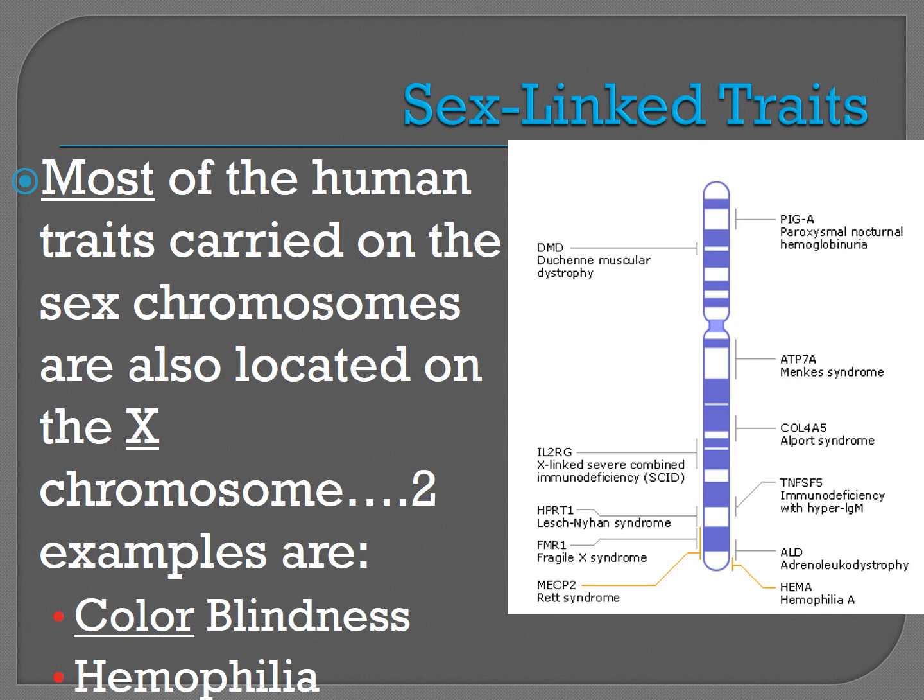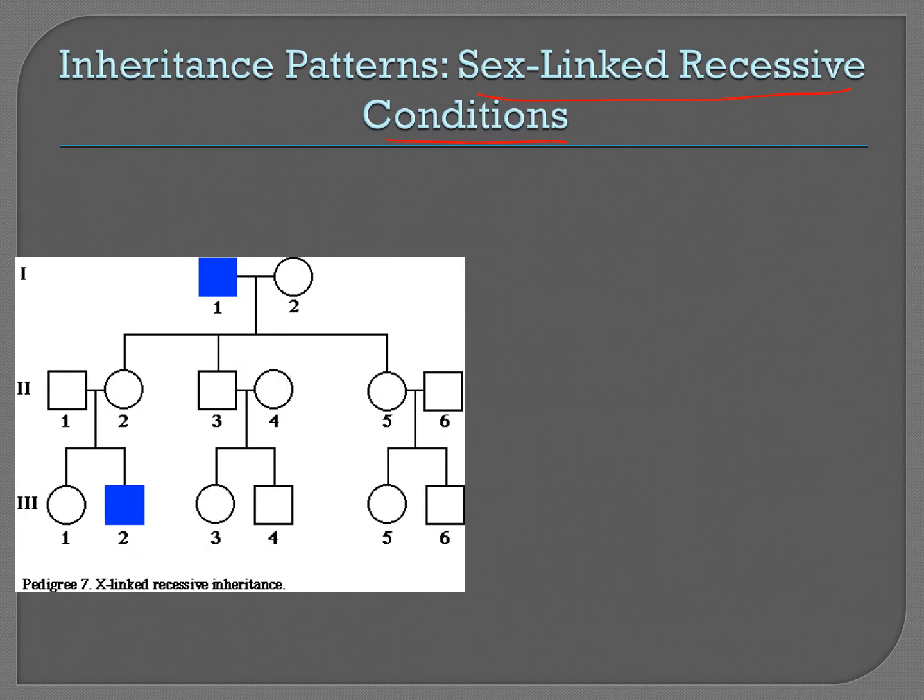But let's talk about humans now. Enough about flies. Most human traits are carried on sex chromosomes and also located on the X chromosome. Okay, the X chromosome comes from who? The females. This is where the males hate us, because we are able to pass down these diseases, but we don't actually have it. So let's talk about sex-linked recessive conditions. So one of the first ones, as you see here, is more prone to females passing it to males.